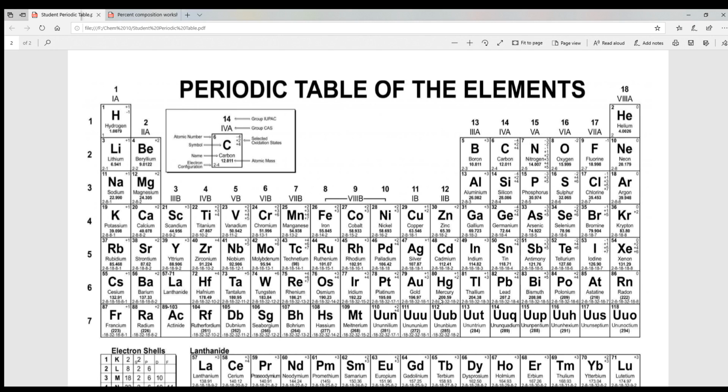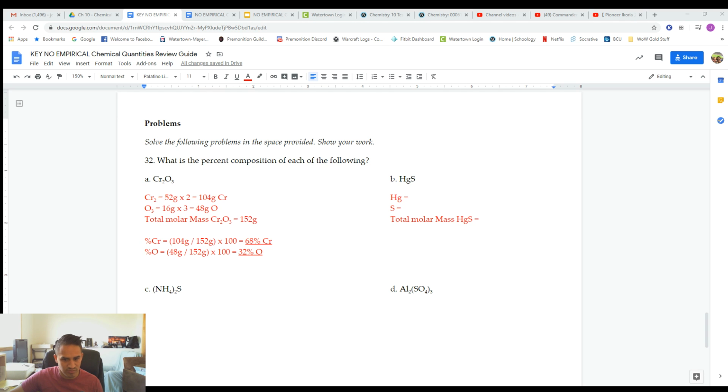Mercury is here, so 200.59. We don't really want to round that up to 201, and we don't want to round down. So we'll just say 200.6. Okay, and then the sulfur is basically 32. So mercury is 200.6 grams. Sulfur is basically 32 grams. So let's add these together. 200.6 plus 32, so we get 232.6 grams for our total molar mass.